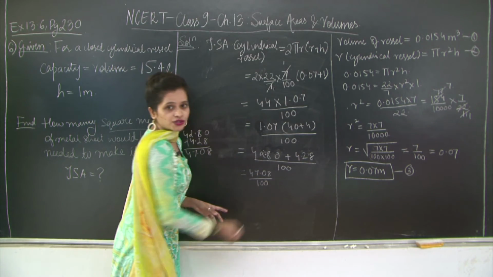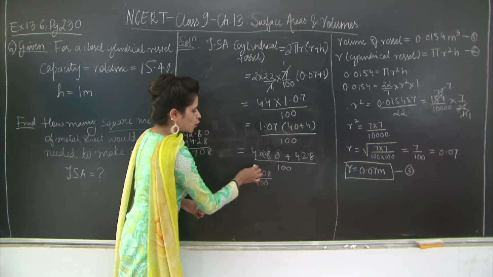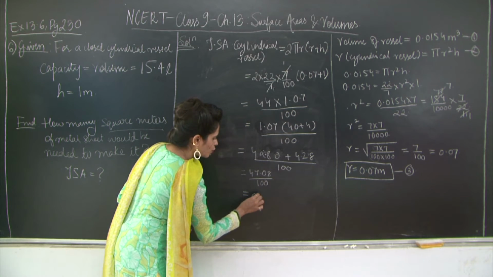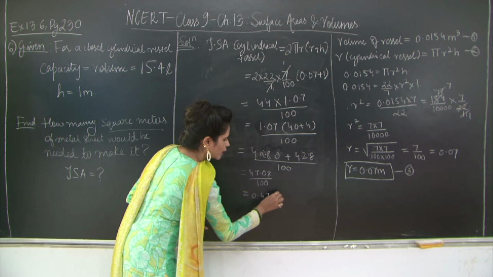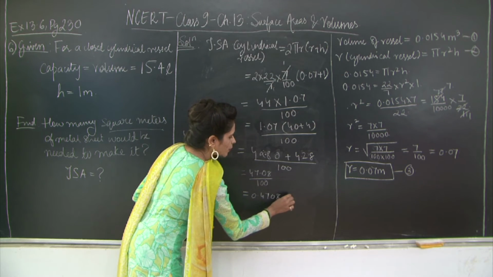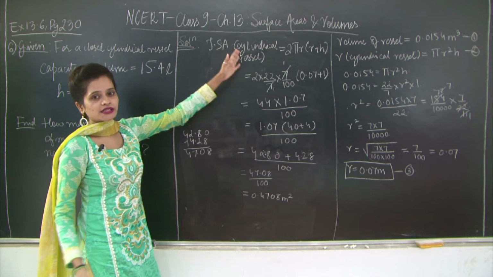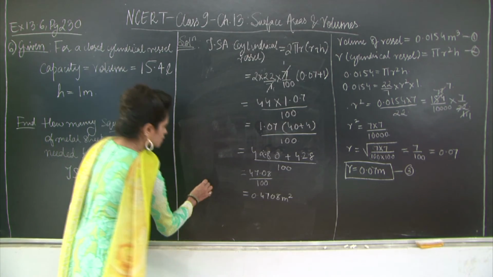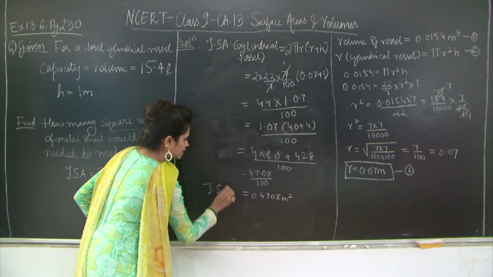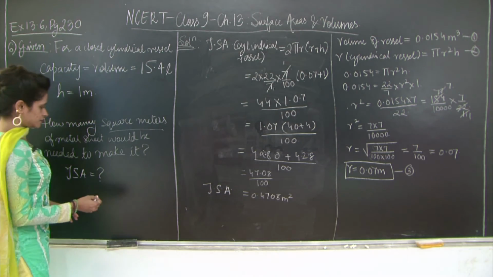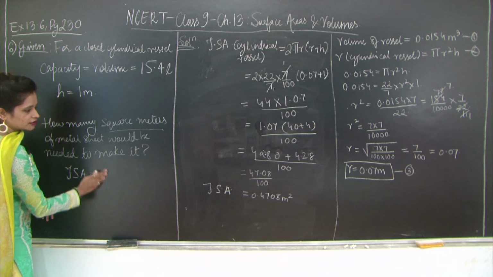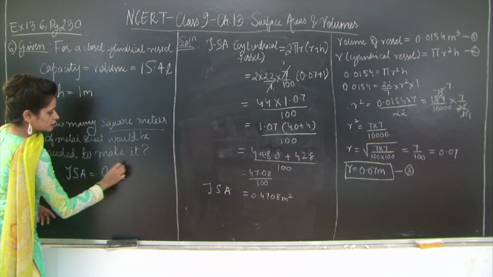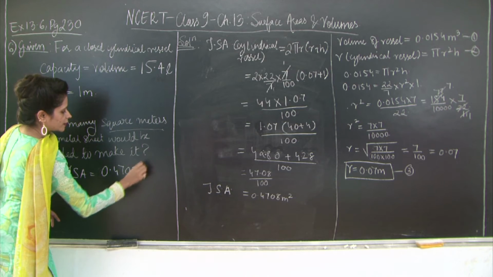And now you have 2 zeros in the denominator. So we are going to go backwards by 2 decimal places towards the left. This will become 0.4708 meter square, because we are talking about the total surface area of the cylindrical vessel. So I am just writing total surface area, and we can just write the answer over here. It is 0.4708 meter square.